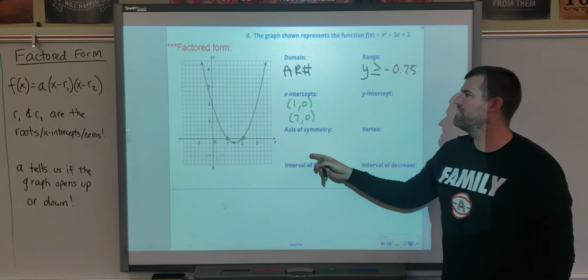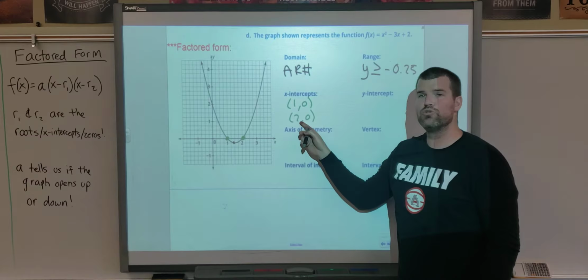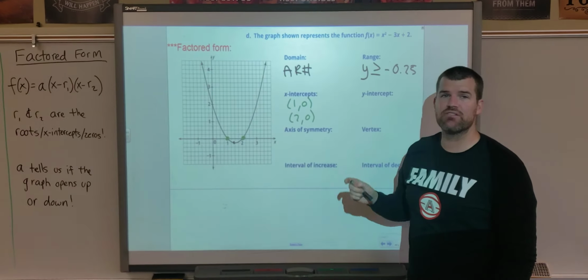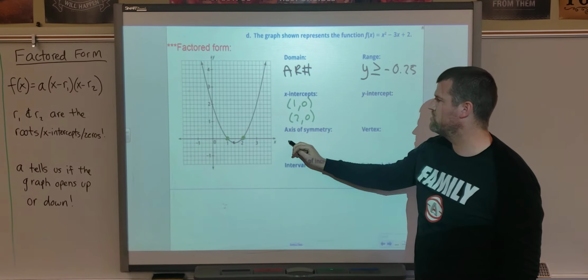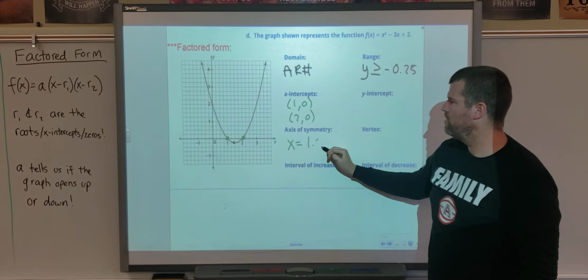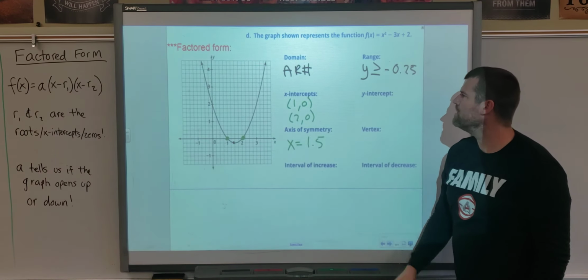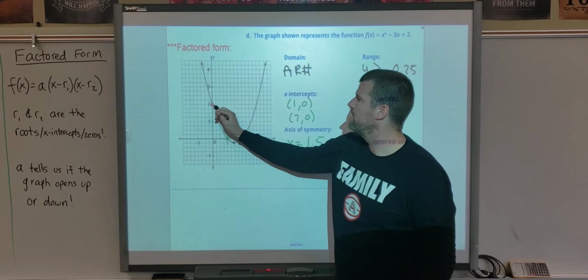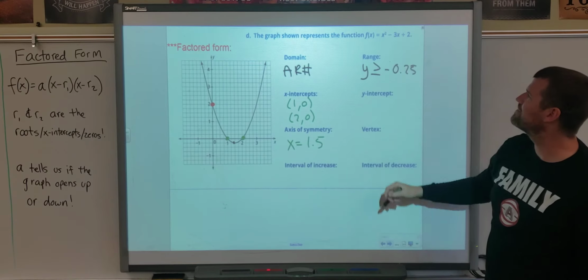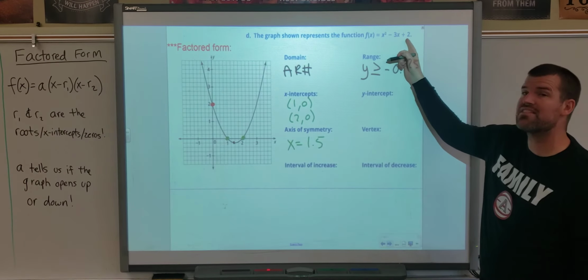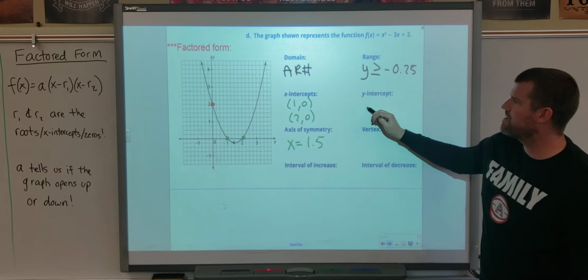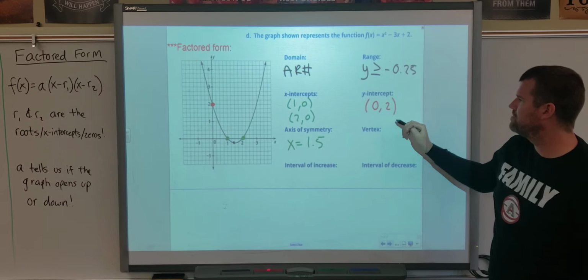Let's go ahead and skip to this one. If our intercepts are 1 and 2, where's our axis of symmetry? Well, it has to be halfway between those, right? So halfway between 1 and 2 is 1.5. The y-intercept, I just look at the graph, it's at positive 2, which some of you might be starting to notice that the c value is our y-intercept. That's tomorrow's lesson. So our y-intercept is 0, 2.